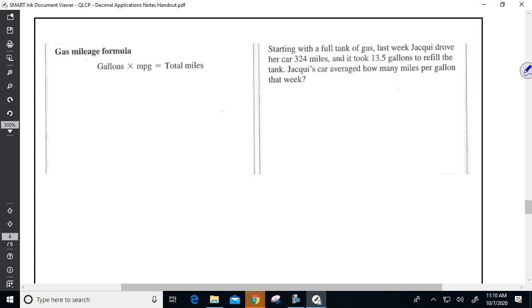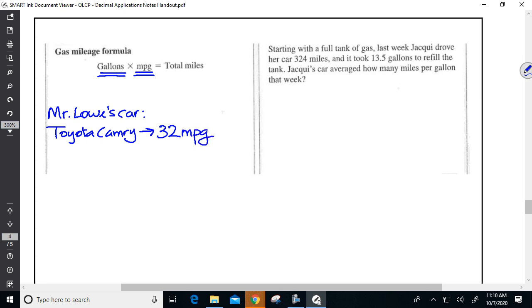So gas mileage. Take the number of gallons, multiply it times how much you can get per gallon. That's the total miles you can get. So we're going to use my car as an example. So Mr. Lowe's car. I drive a Toyota Camry. My Toyota Camry gets 32 miles per gallon.